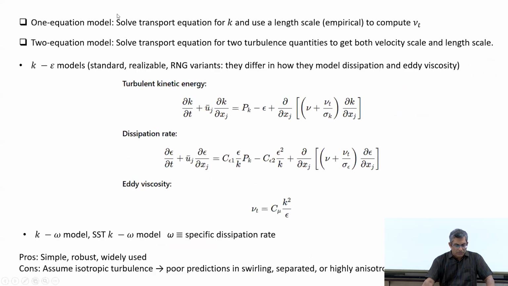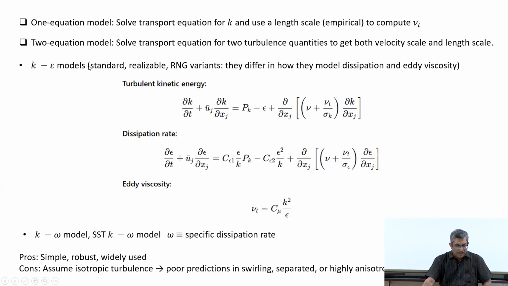The other type of modeling approach is the one equation model, where we solve the transport equation for the turbulent kinetic energy and use a length scale to compute nu t. Remember that we now have two unknowns, the turbulent kinetic energy and the eddy viscosity. So, how do we bring up different approaches to solve them? This is the one equation model, because you are using only one equation, for turbulent kinetic energy. Then we also have the two equation model, where we solve the transport equations for two turbulence quantities to get both the velocity scale and the length scale.